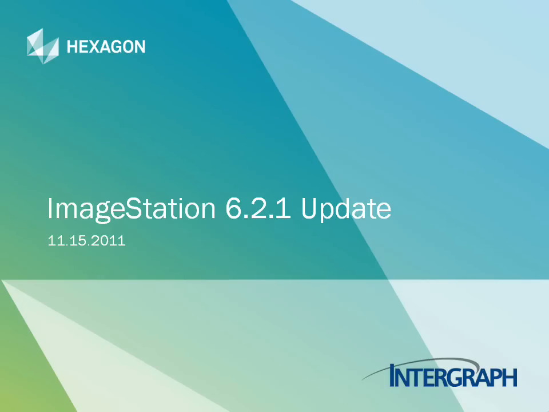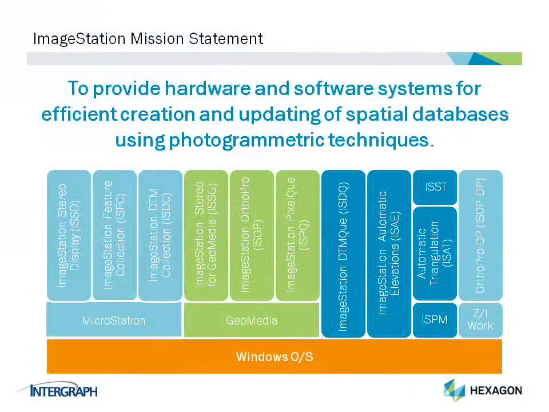Thank you for your interest in ImageStation version 6.2.1. The ImageStation product team has the mission to provide customers with hardware and software systems for the efficient creation and updating of spatial databases using photogrammetric techniques. In this highly competitive market, we're committed to providing our customers with high-throughput, production-oriented tools.